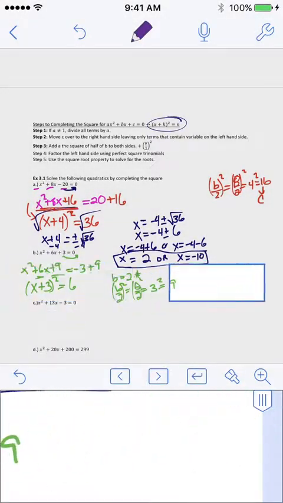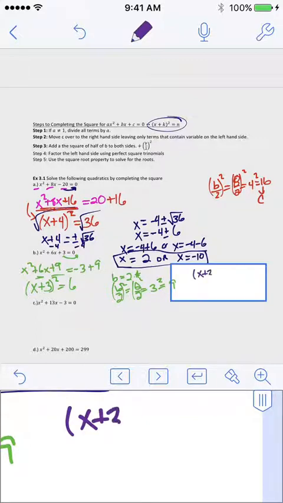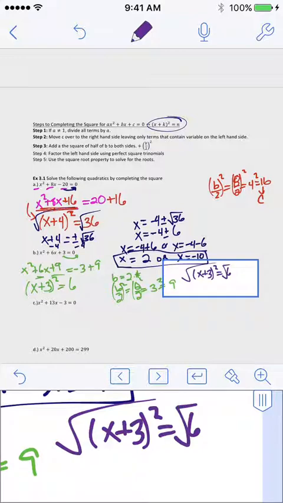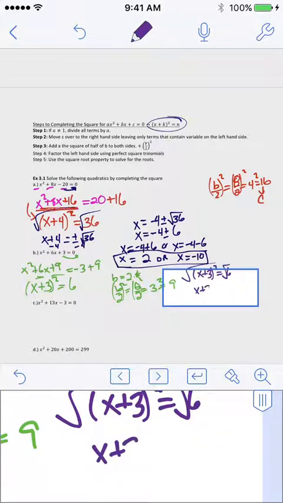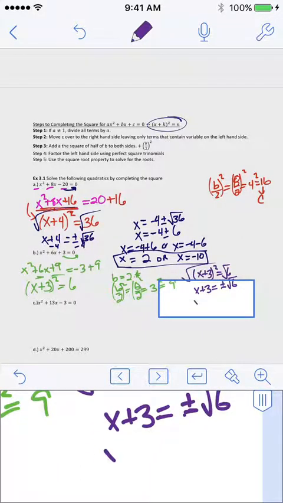I'm going to grab this equation, I'm just going to rewrite it over here. X plus 3 squared is equal to 6. Then I'll take the square root of both sides. I get x plus 3 is equal to plus or minus square root of 6. So x is equal to negative 3 plus or minus the square root of 6.